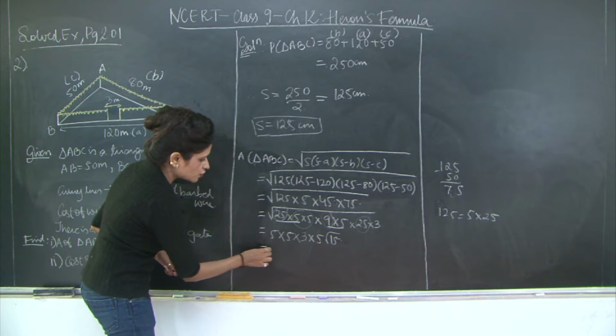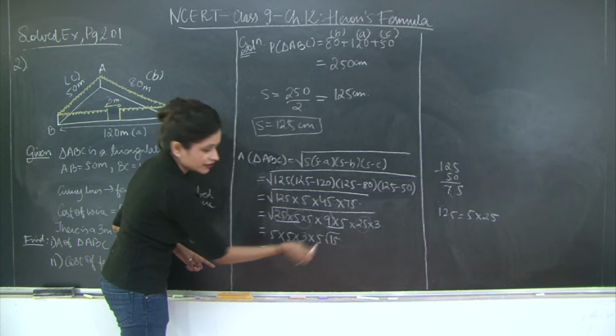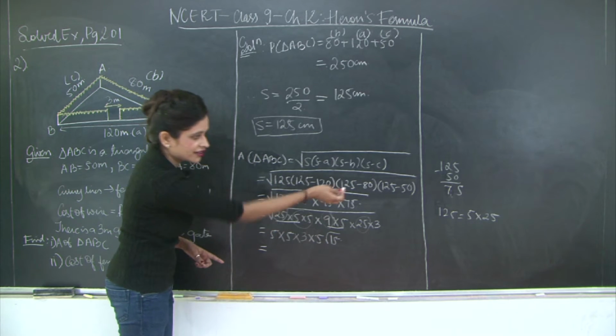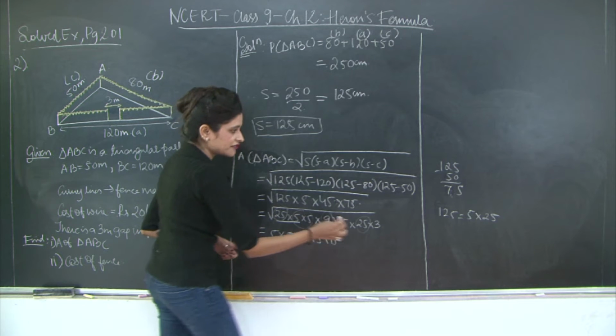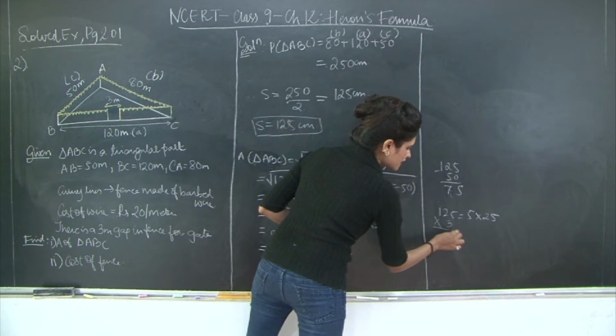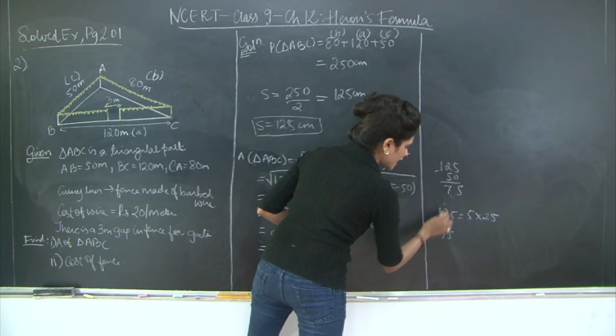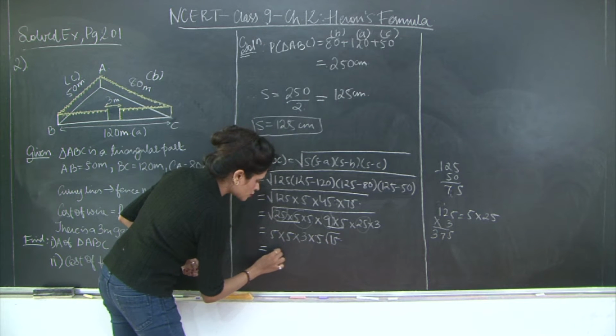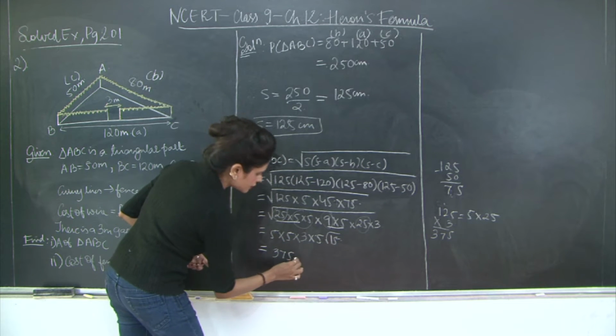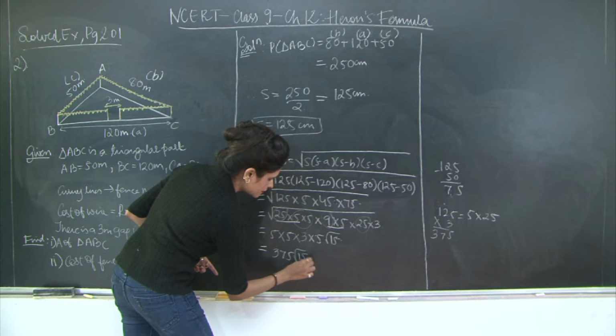Right? So this would be 5 into 5 into 5. This is 25 into 5. We have seen that it is 125. So 125 into 3 would be 3 5s are 15, 3 2s are 6, 7, and 375. So this would be 375 under root of 15.